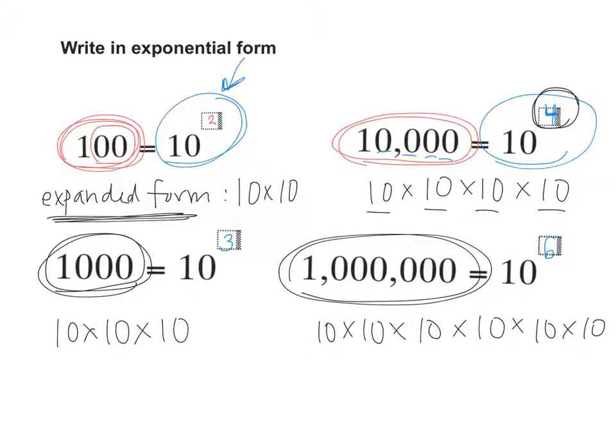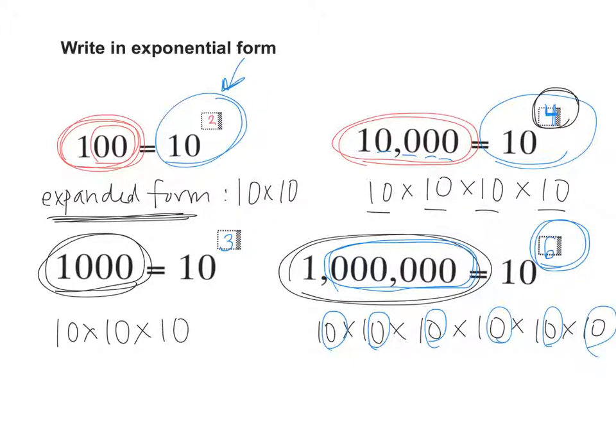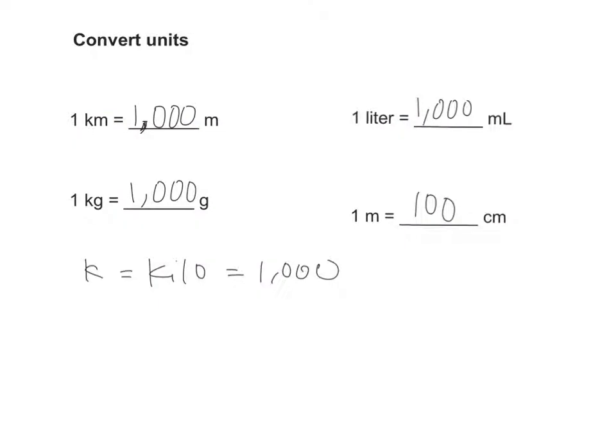Good. What do you notice? How many zeros are there in 1 million? 6. What's the exponent? 6. How many times are there zeros in the expanded form? 6. Huh. Do you notice any patterns? No. Interesting.